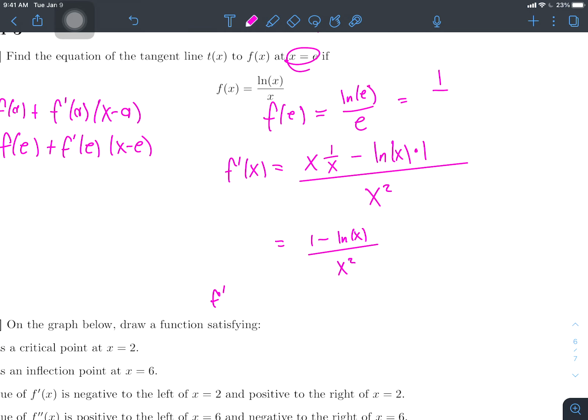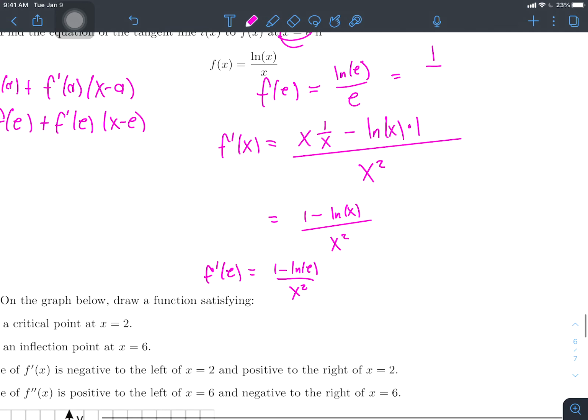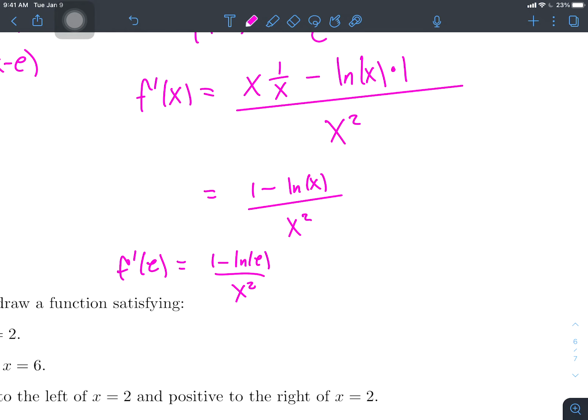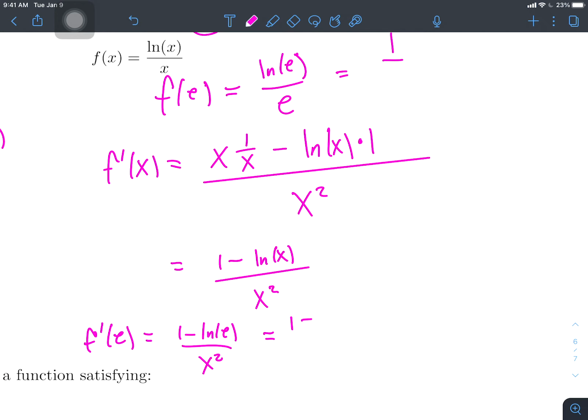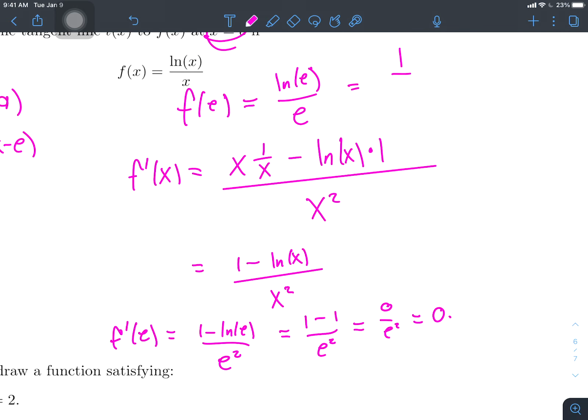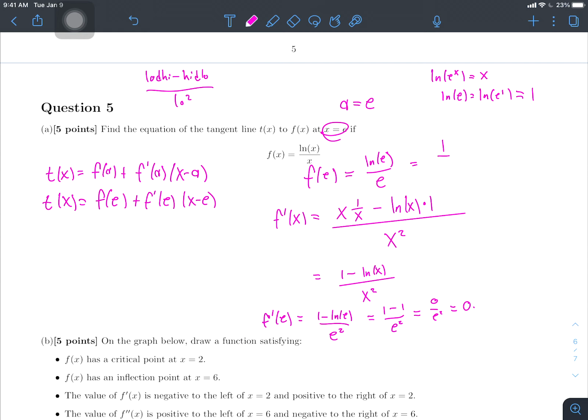So if I want to find out what f prime of e is, I just need to plug e into this function. So I get 1 minus ln of e divided by, I'm sorry, not x squared, it should be e squared in the bottom. If I remember from the previous part that ln of e is just 1, I get 1 minus 1 all divided by e squared, which is 0 over e squared, which is 0. So the derivative is 0.